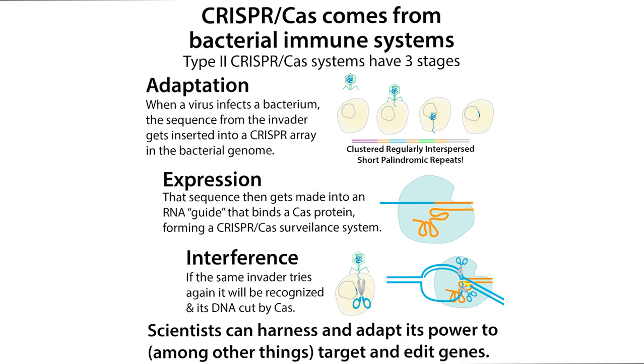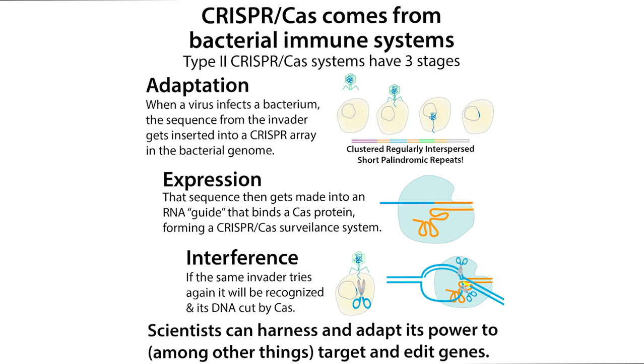So CRISPR actually comes from bacterial immune systems. CRISPR stands for clustered regularly interspaced short palindromic repeats. Basically, they have these sequences in arrays in their DNA. When they get infected by something, they take a little piece of the viral genome and stick it in their own genome, and they're like, I'm putting you on my list.